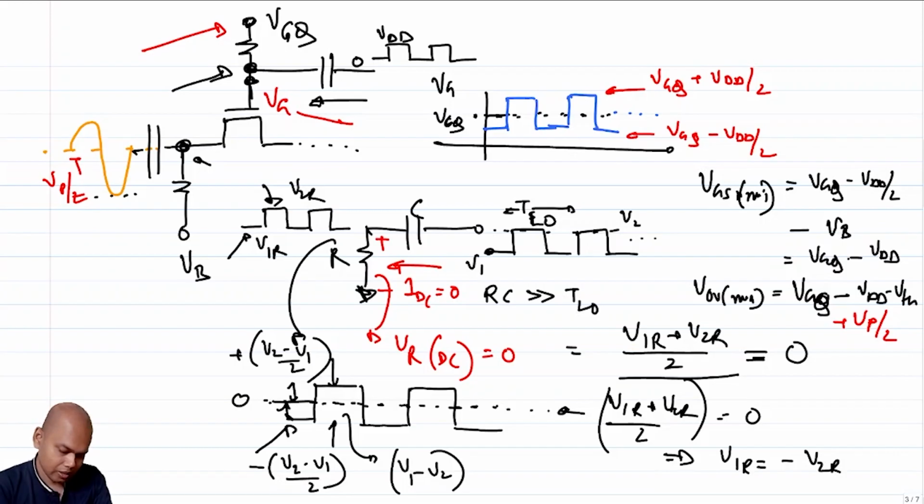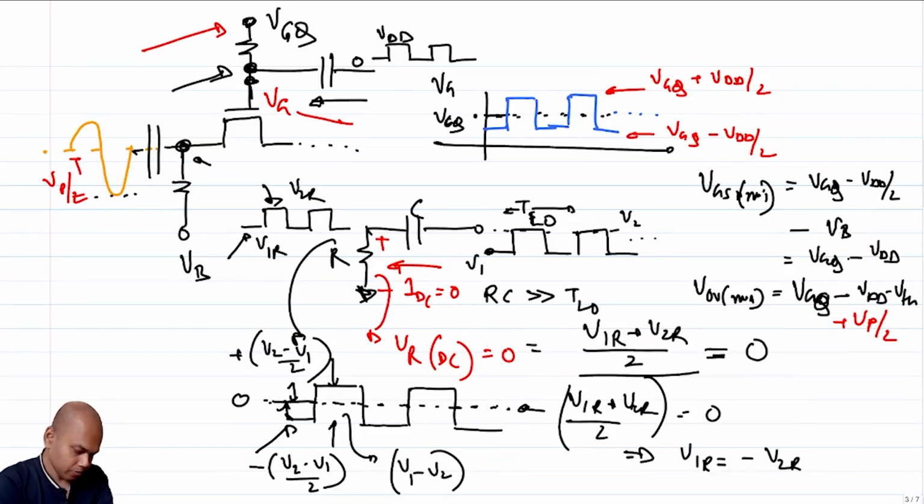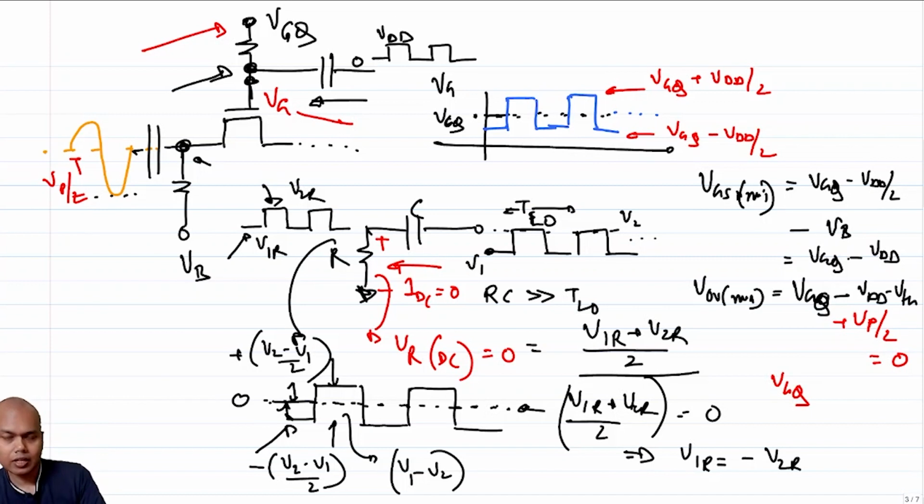So let me move these things a bit. Which means that this has to be equal to 0, so to ensure that none of the signal passes through when the switch is supposed to be turned off, VGQ should be equal to VDD plus threshold voltage minus VP by 2. That's how you go about designing this.